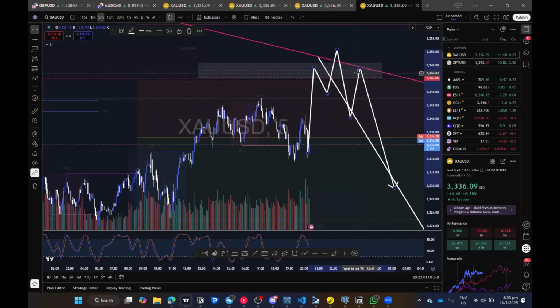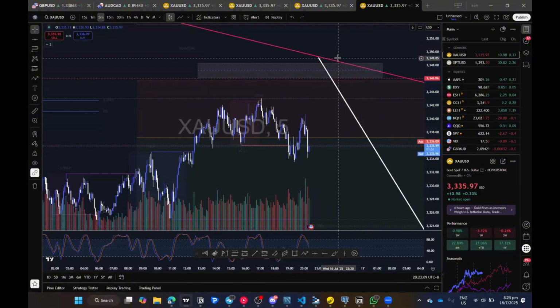Always sell off on that lower high. Do not sell off at the higher. So that's something we can look for on gold.